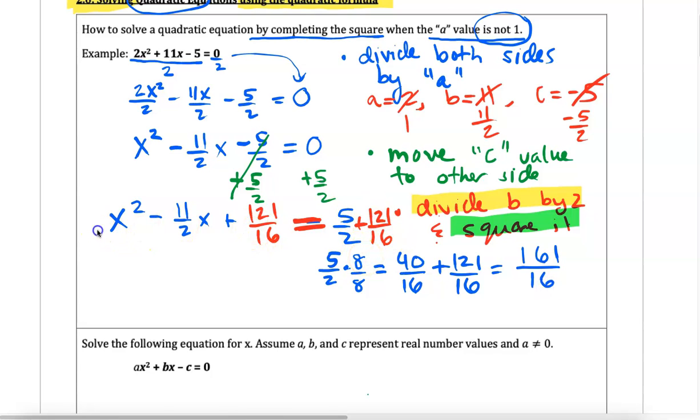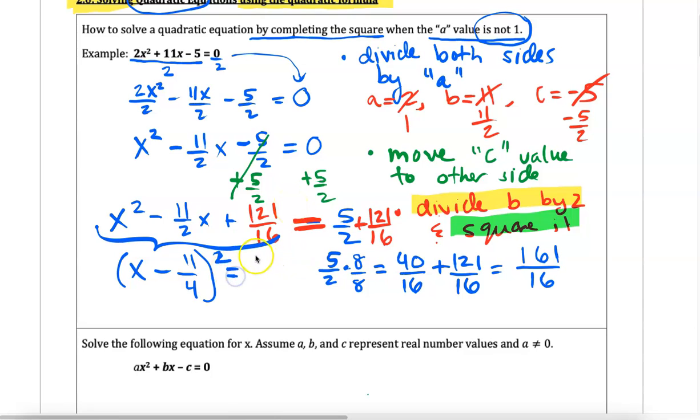Now on the left-hand side, I have a perfect square, and when we create these perfect squares, our factor, this number here, is always half of b, or it's always the square root of c, however you want to think of it. But in this case, it's going to be 11 over 4. And then that is squared because 11 over 4 plus 11 over 4 would equal 11 over 2. And then 11 over 4 times 11 over 4 would be 121 over 16.